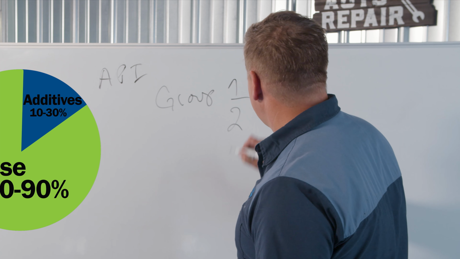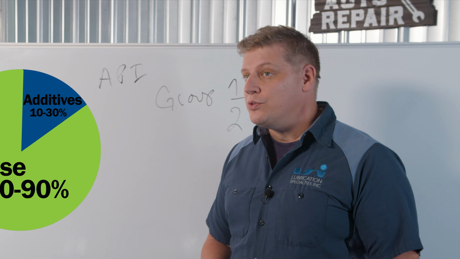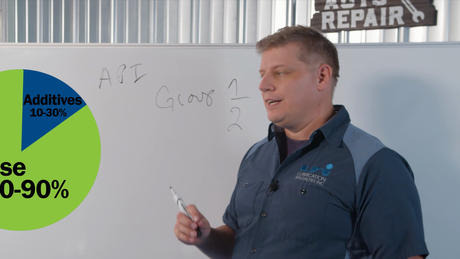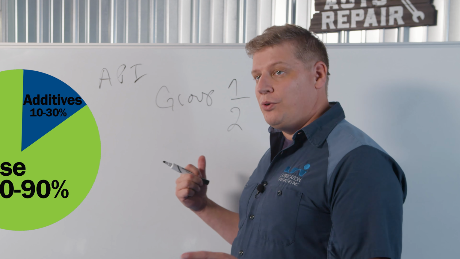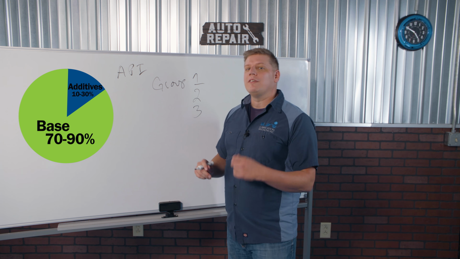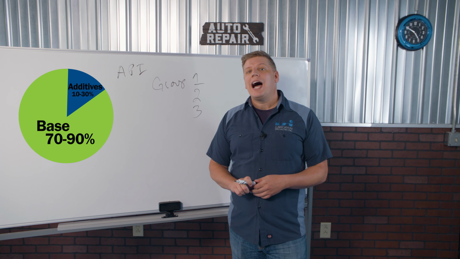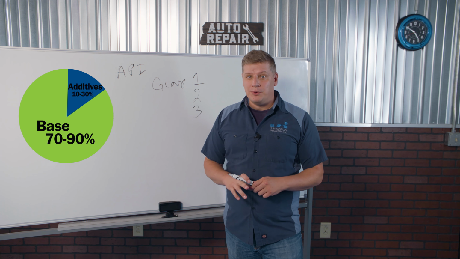Group 2 is much more refined. It is refined through a process called hydrotreating. It has a much lower sulfur content. It's actually very common. It's what is commonly known as conventional oil. Group 3 is actually even more refined. It goes through a process called hydrocracking, which leaves the oil more refined and more stable.